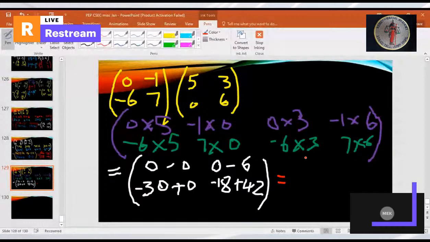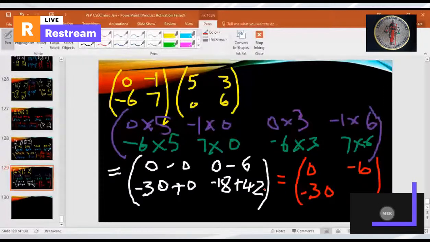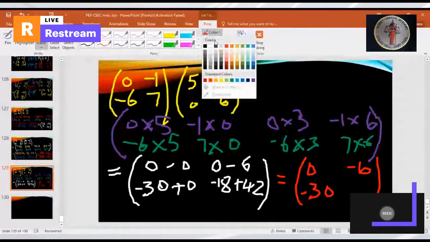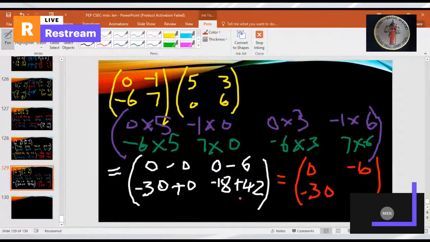We need a smaller set of brackets now. 0, that's 0. 0 minus 6 is negative 6. 0 plus negative 30 is negative 30. And negative 18 plus 42, I believe, is positive 24. All right, so our final answer.